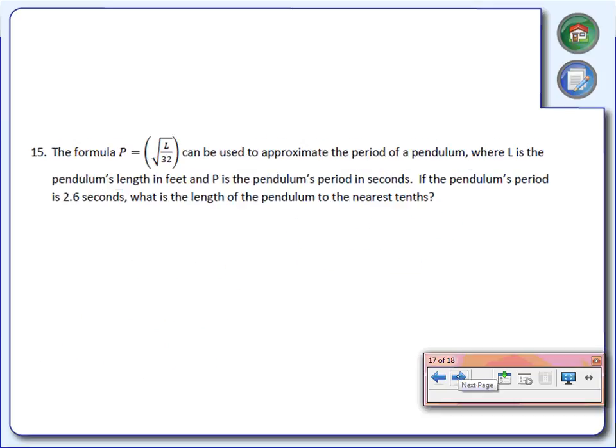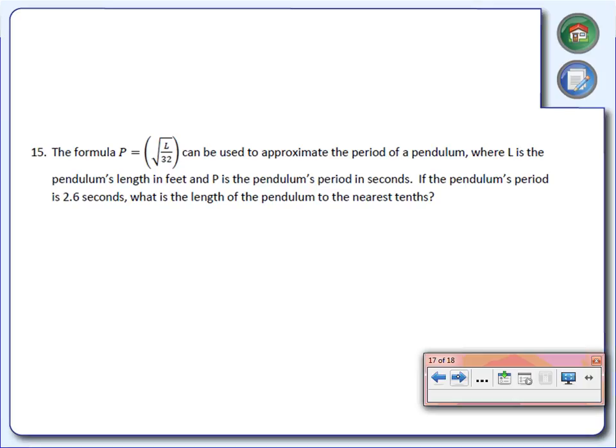All right, last one, number 15. The formula P equals the square root of L divided by 32 can be used to approximate the period of a pendulum, where L represents the pendulum's length in feet, and the P is the pendulum's period in seconds. Now, when they say pendulum, guys, you know that's referring to something like a clock, which swings back and forth. Okay? A period just represents from one side to the other. That's a period, one side to the other.